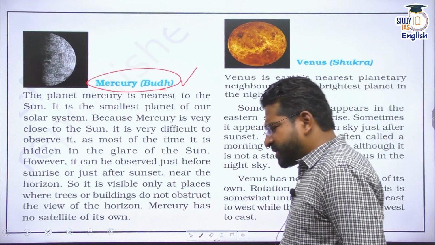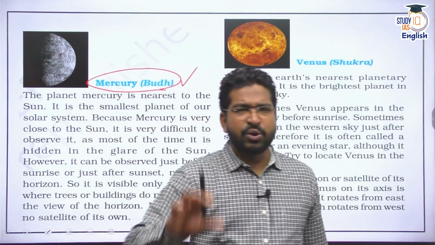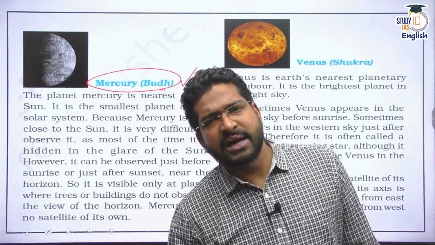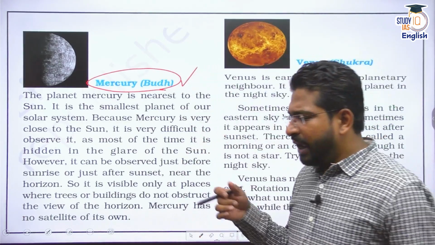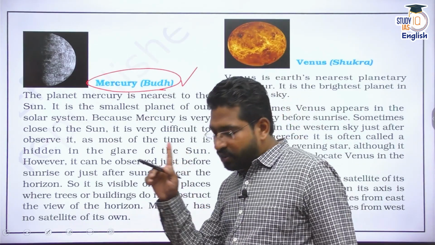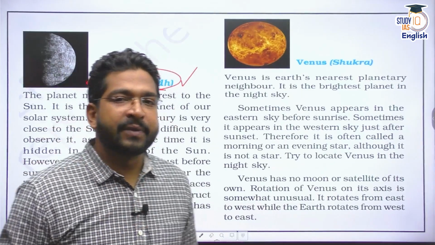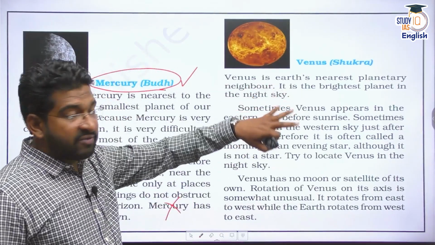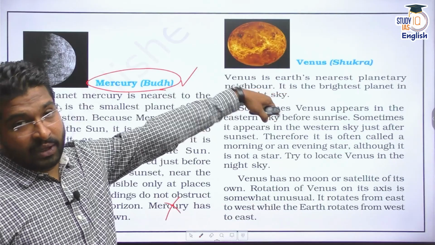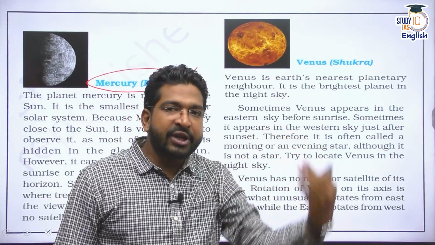However, we can observe it especially during sunset. Near the horizon, it looks like a bright star itself. And remember, Mercury has no satellite and it rotates very similar to Earth, from west to east. The second planet is Venus. Remember, Venus is called Shukra, and ISRO is also planning one particular mission, probably in 2024.